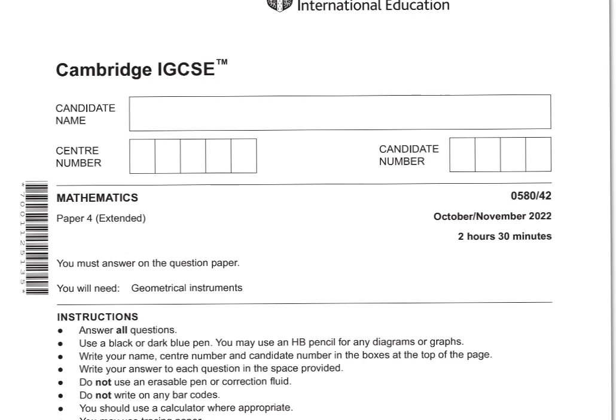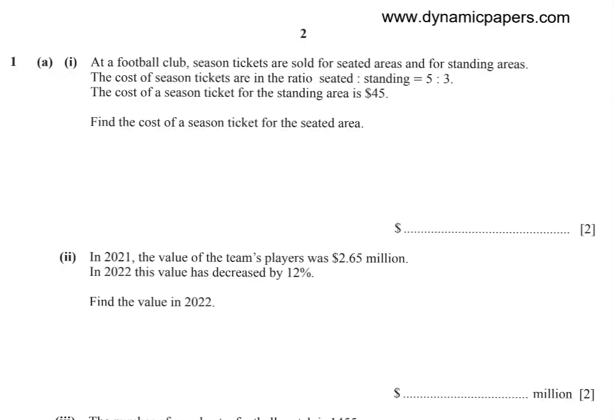Bismillah. In this video, I am going to solve Cambridge IGCSE Mathematics Paper 4, October-November 2022, Variant 2. Number 1A.